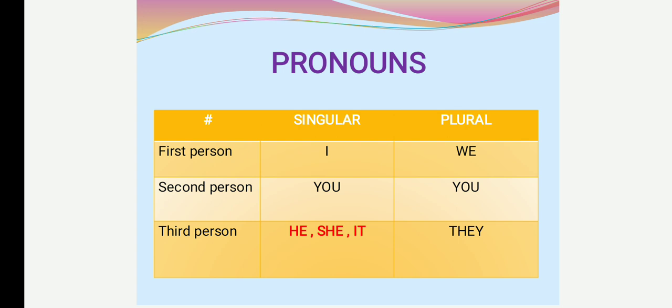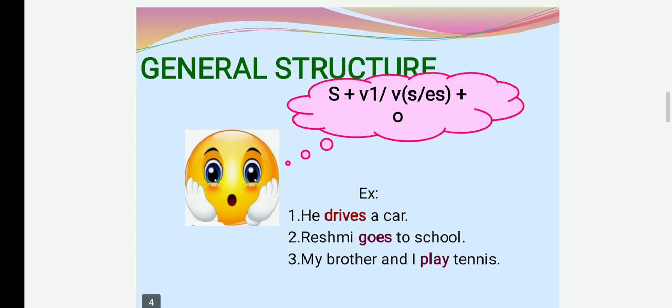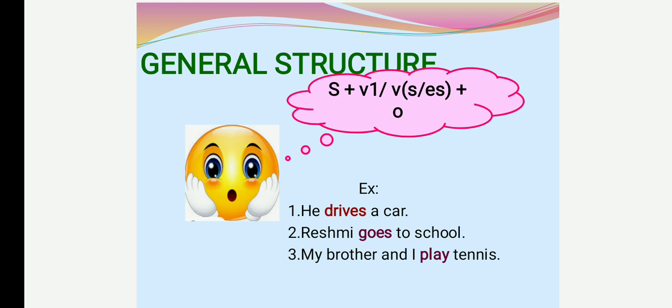Let us learn the general structure. So what is the structure for simple present tense? The subject will be followed by a main verb, that means a root verb, or sometimes the verb changes its form by adding s or es to it, and then the object. The remaining part remains the same. I have given a few examples explaining that when my main verb is followed by a singular subject, it adds s, and when we have a plural subject, it remains the same. That means it takes the V1 form of the verb.